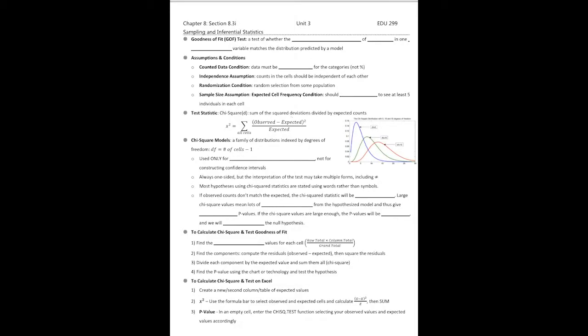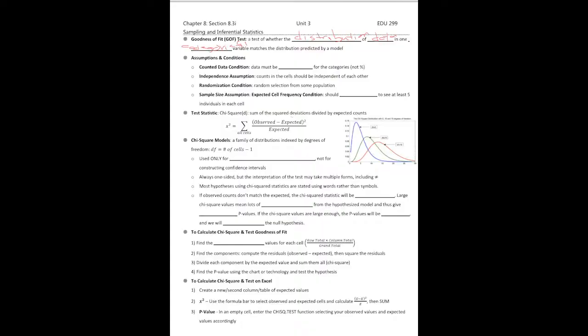The goodness of fit test is a test of whether the distribution of data, a categorical variable, matches the distribution predicted by the model. We're seeing how well the sample we chose fits the actual population that we're looking at. So this is when you know something about your population. Say for instance, you know the normal percent of people that have heart disease, and you're looking at whether or not your sample has that as well. Whether or not your sample, your data, matches the population data.